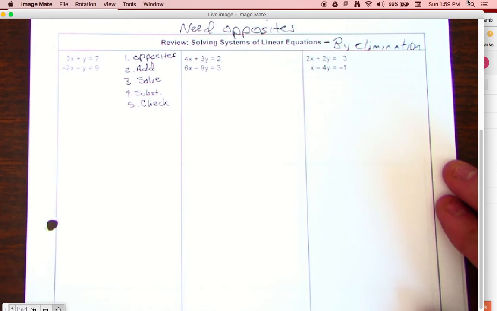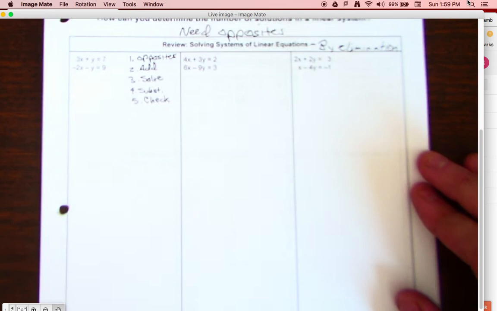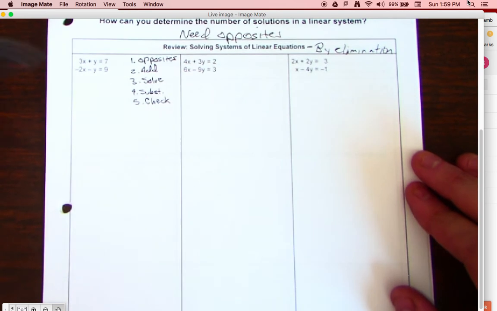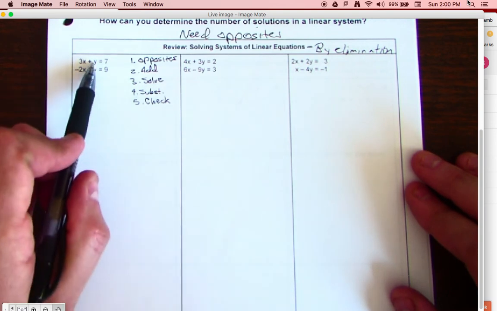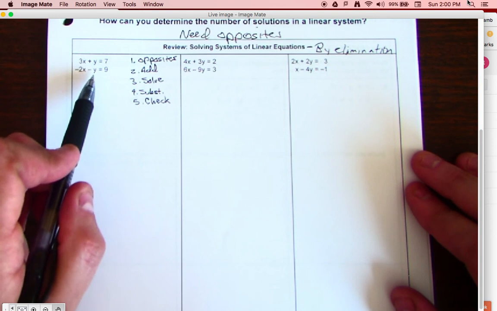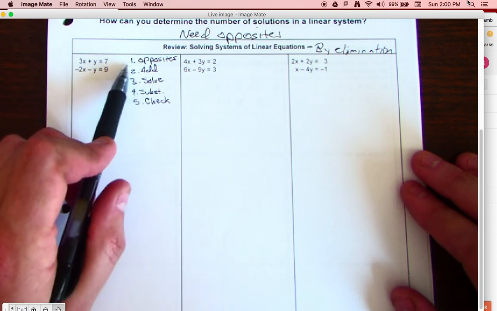So our first step is opposites. If we look at this first equation, 3x plus y equals 7, and negative 2x minus y equals 9, what we want to look for is our opposites. The question to ask yourself is, are there opposites in these equations already? The answer is yes, because we have positive y, or positive 1y, and negative 1y. So step 1 is already done for us.